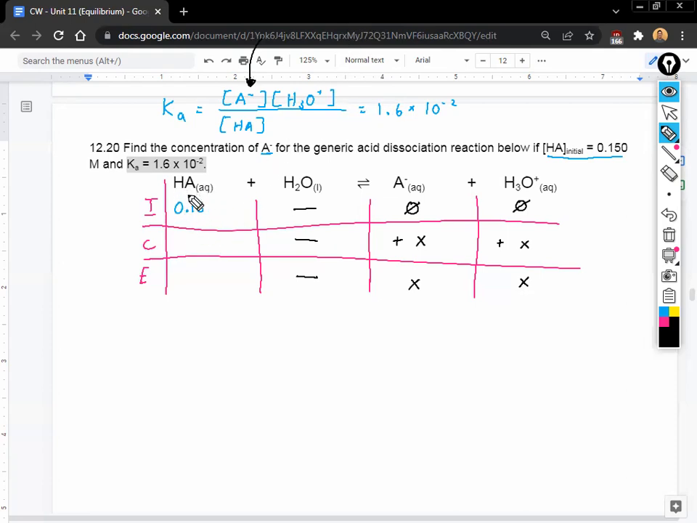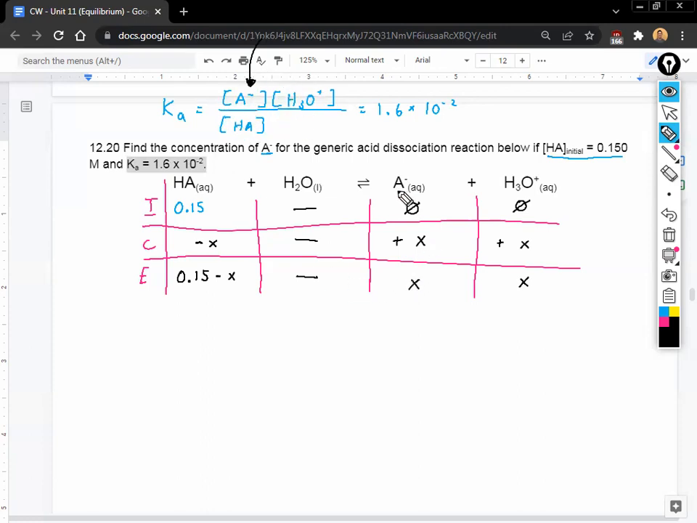HA needs to decrease in order to produce product, right? So the change is going to be minus X. Again, that's because the coefficient is 1. If it was 2, it'd be minus 2X. If it was 3, it'd be minus 3X, etc., etc. All right, that means the equilibrium value is going to be 0.15 minus X. Okay, so yeah, it's getting more confusing now because we're not using numbers as much anymore. It's a lot more letters. But we now have the information that we need to plug in to the formula right here.